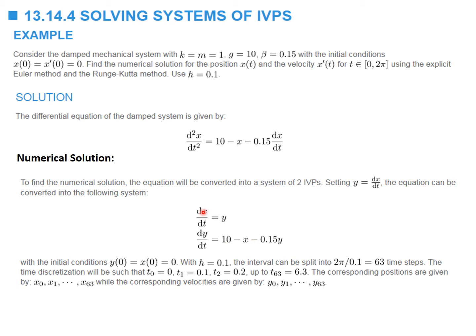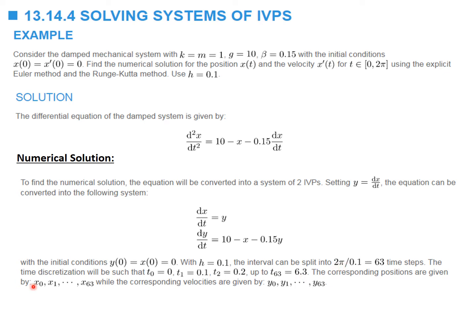This is an initial value problem, which means I should have values for x and y at the beginning, at time equals 0. It's given that x prime, or dx by dt, which is y, at time equal to 0, and the position at time equal to 0, are both equal to 0. We're going to use time starting at 0, 0.1, 0.2, and so on up to 6.3, because 6.3 is roughly equal to 2 pi.